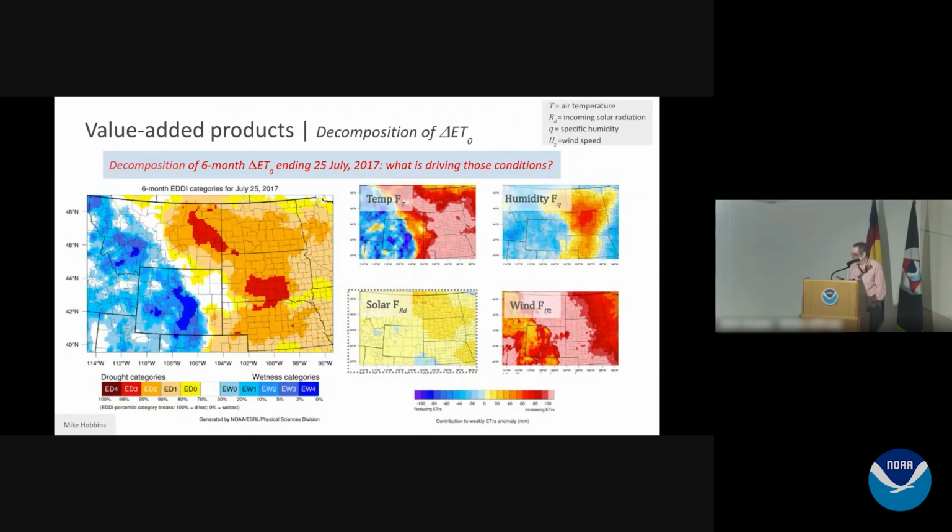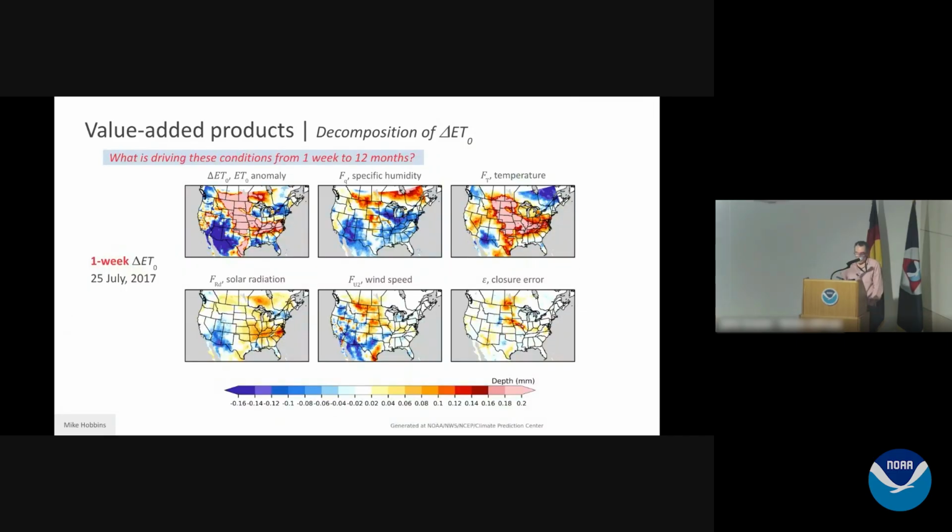You can map and slice and dice this data in 1,000 different ways. So let's zoom out to the whole of CONUS for the same date. What was it, July 25th, 2017, and we'll just look at these contributions, how they vary on an increasing timescale. Here we're looking at a 1-week timescale. So these are the contributions to the reference CT anomaly, which is top left.